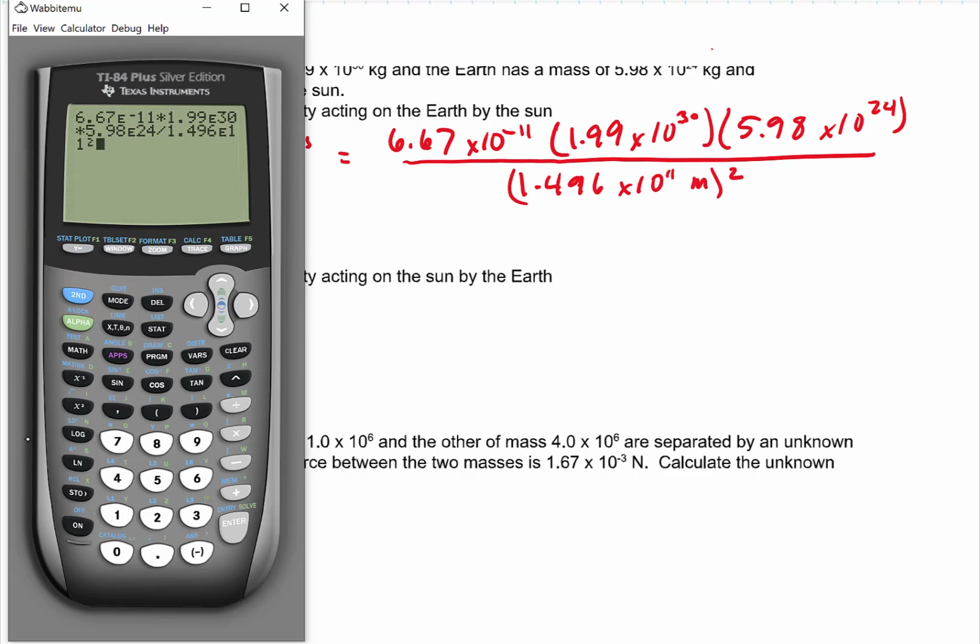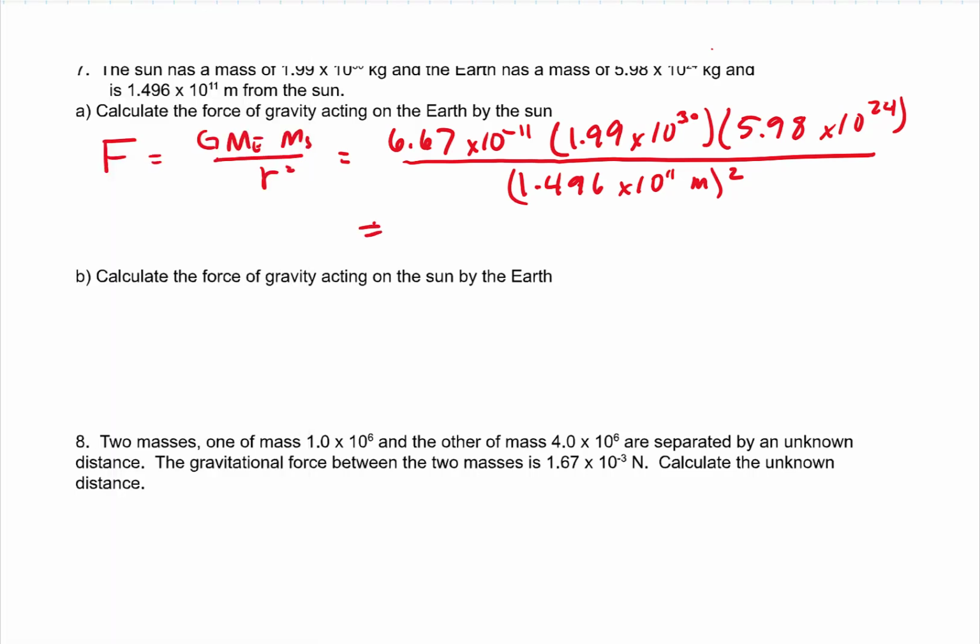So we hit enter, and we see that that force is 3.5 times 10 to the 22nd newtons. That's a really, really big force. The sun has a lot of mass, the Earth has a lot of mass. And even though they're really, really far away, that much mass gives you a lot of force.